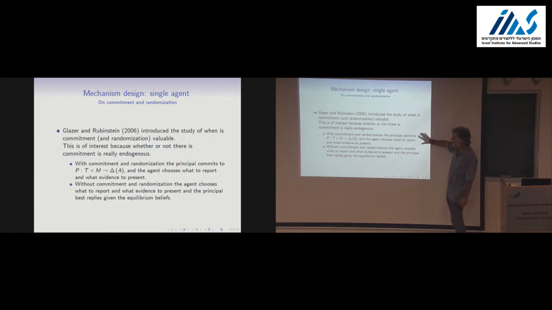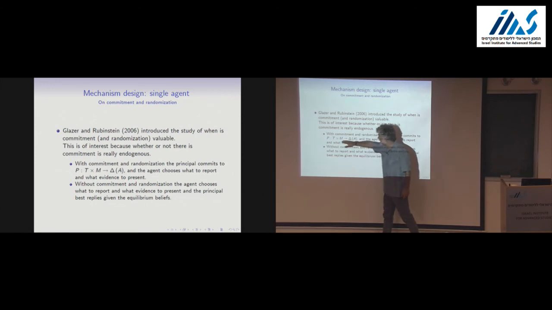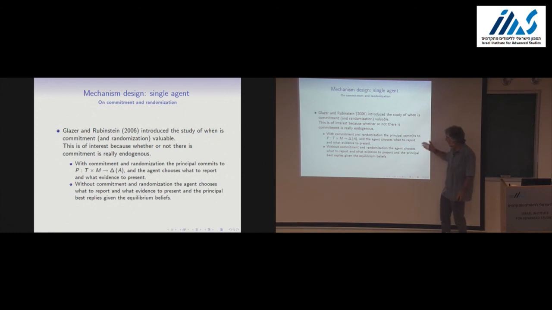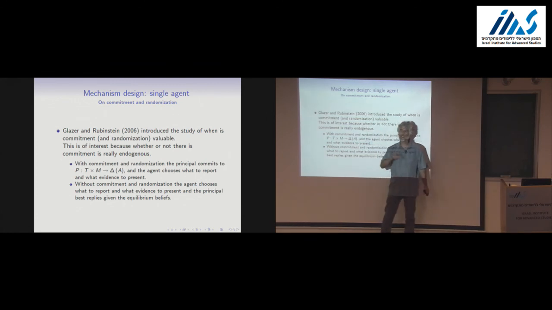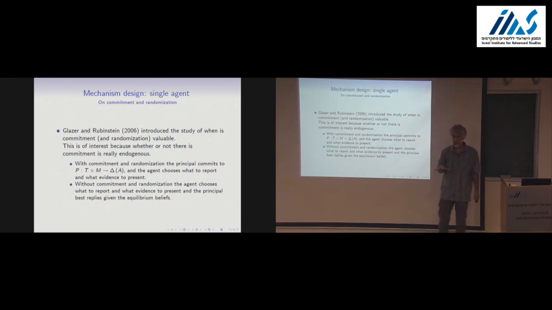So, in the environment with commitment, the principal is choosing a mechanism like this, and we're allowing for randomization. As we said, the agent chooses what to report and what evidence to present. What do I mean by the environment without commitment? I'm thinking of the exact same environment without commitment. Namely, the agent sends a cheap talk message and a piece of evidence, and then the principal decides what to do. And I'm going to show that in some cases, there's no benefit to commitment in that situation.